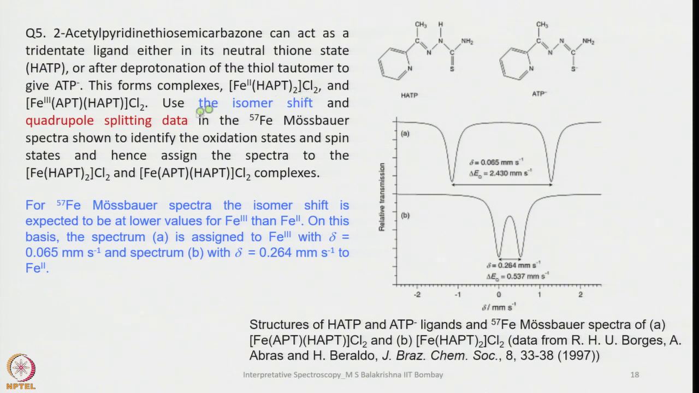In the first case it is iron(II), with neutral ligands and two chloride anions. And in this case, it is an anionic ligand, one is there, one is there, and Cl2 is here. So it is the iron(III) state.